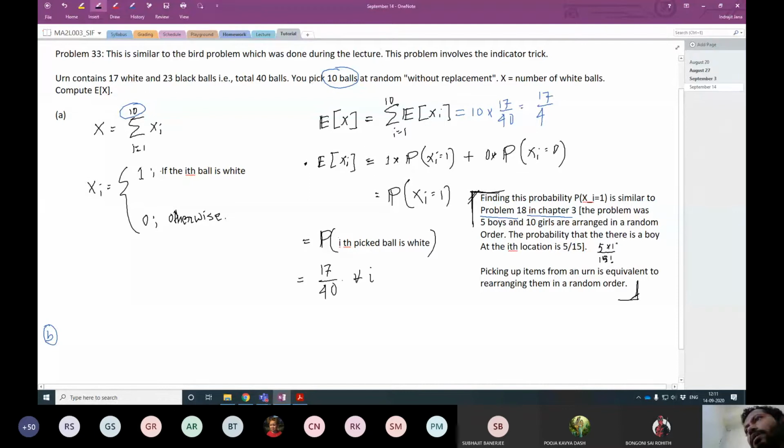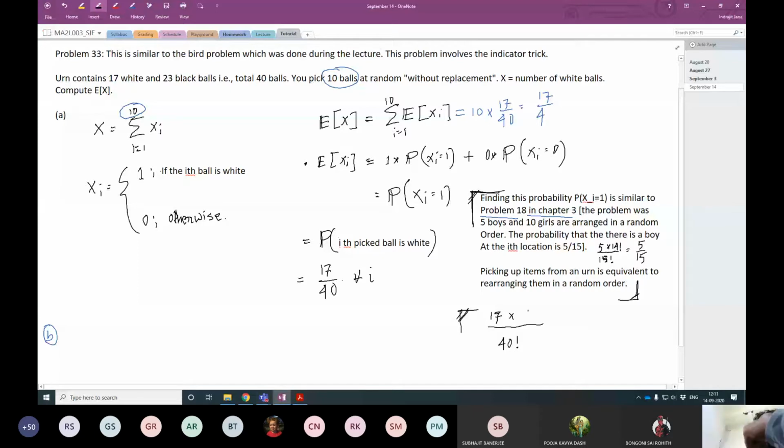So here you are arranging 40 balls in a random order, which can be done in 40 factorial ways. And then at the ith location, you could put a white ball, which can be done in 17 ways. There are 17 white balls, so put one of them there. And for the other 39 locations, you just do any arrangement, which is equivalent to rearranging them in a random order.